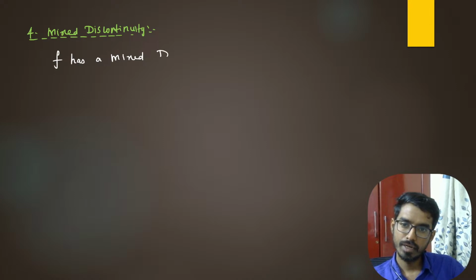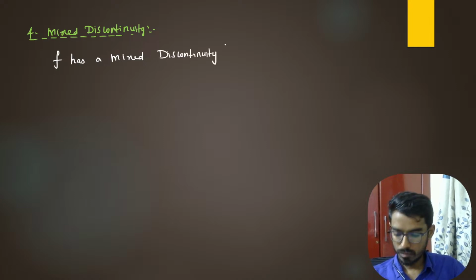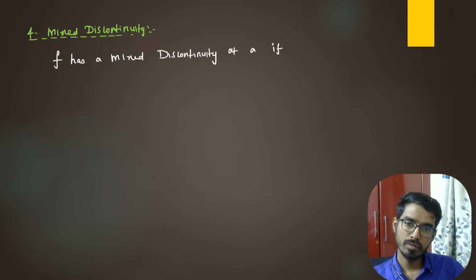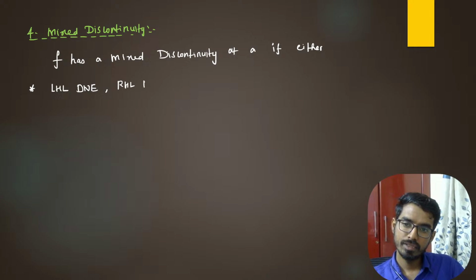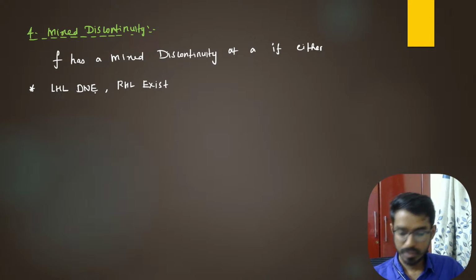F as a mixed discontinuity at a if either this happens. I'm going to give two conditions. First is LHL does not exist, RHL exists. This is same as saying this is going to be of first kind.